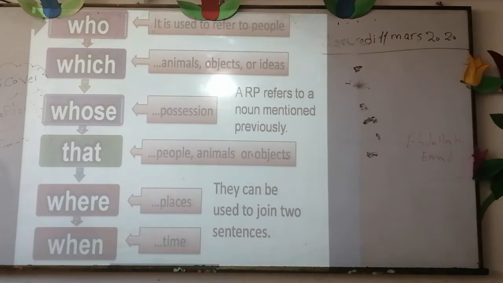Now we use who to refer to people. We use which to refer to animals, objects, or ideas. We use whose for possession, and we use that to refer to people, animals, or objects. We also use where to refer to places, and of course, we're going to use when to refer to time.